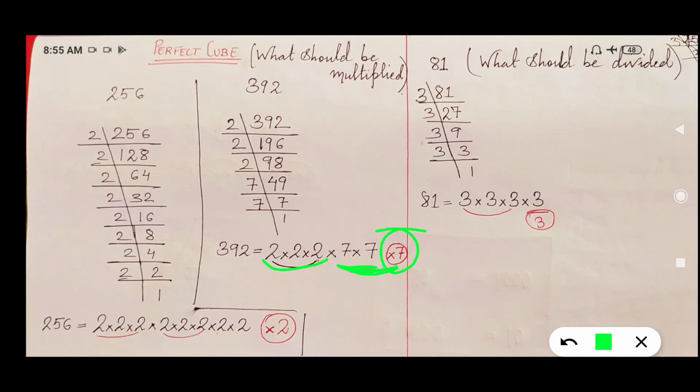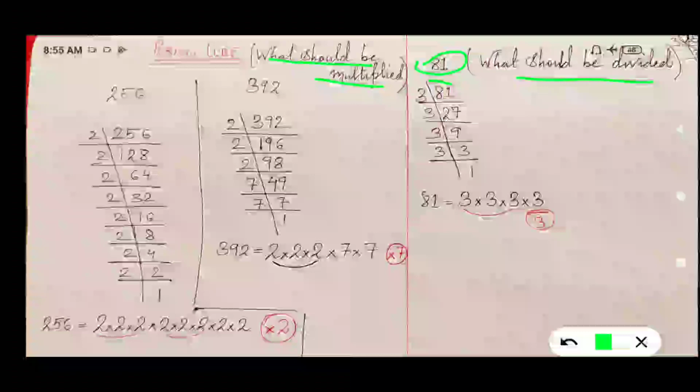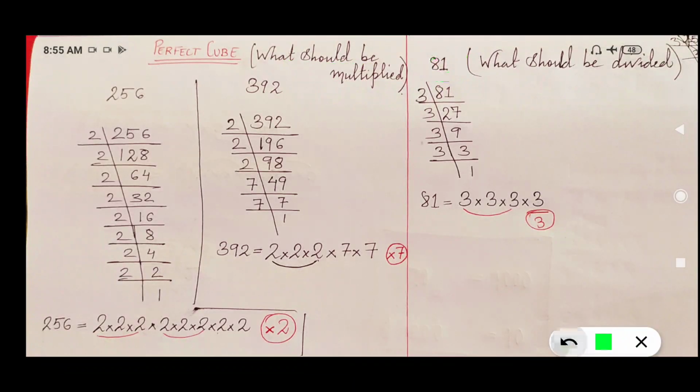That means, what is the answer? 7 should be multiplied with 392 to be a perfect cube. Are you clear? Okay, this is very easy, isn't it? Okay, let's move to the next topic. Same question. This is not a perfect cube. Now a slight change is there in the question. Here it was what number should be multiplied, but here it is what number should be divided. So it is almost the same. Okay, let's start.